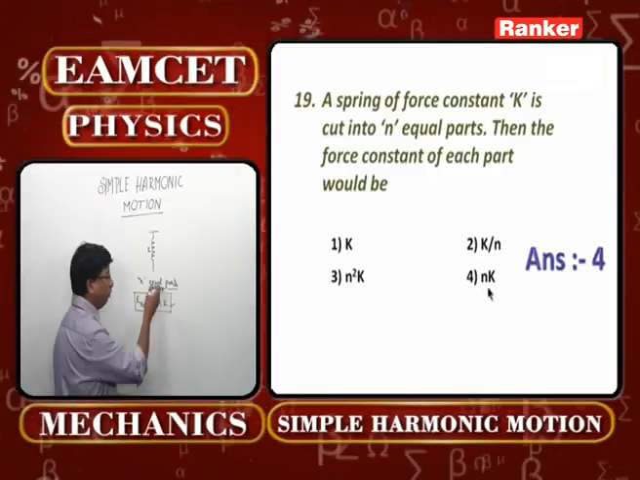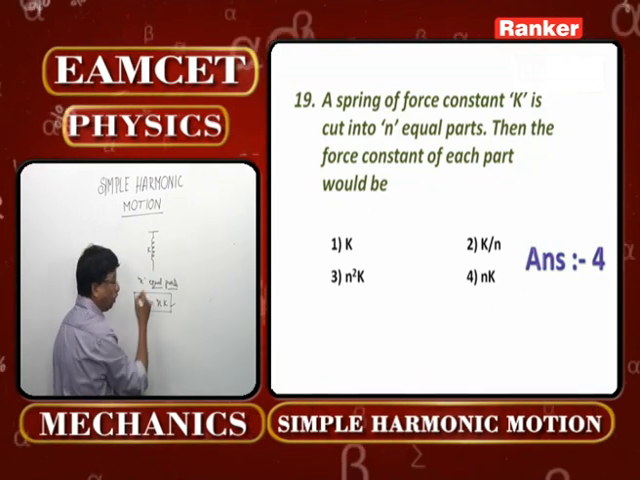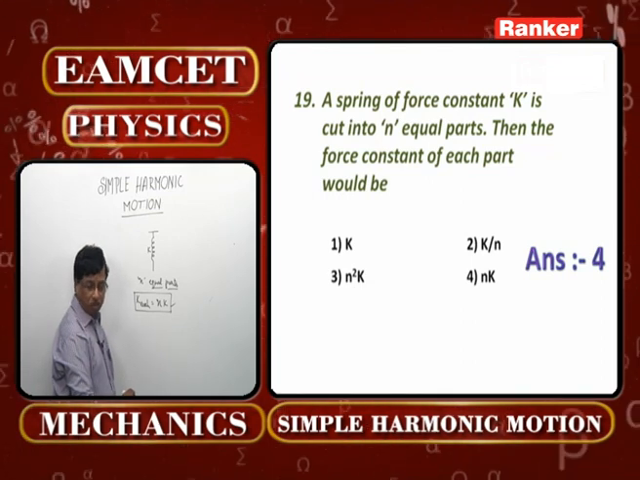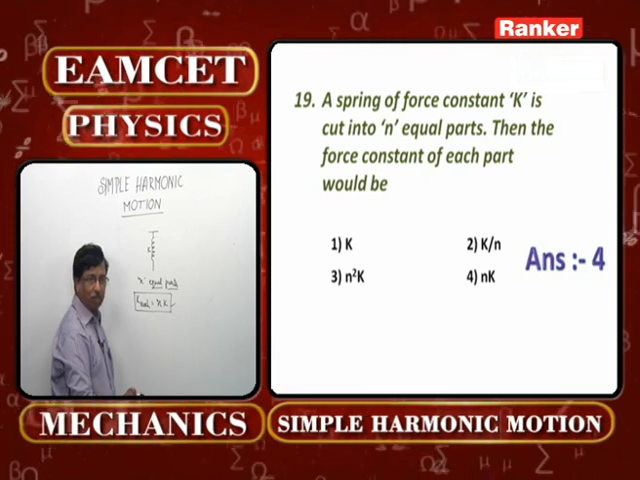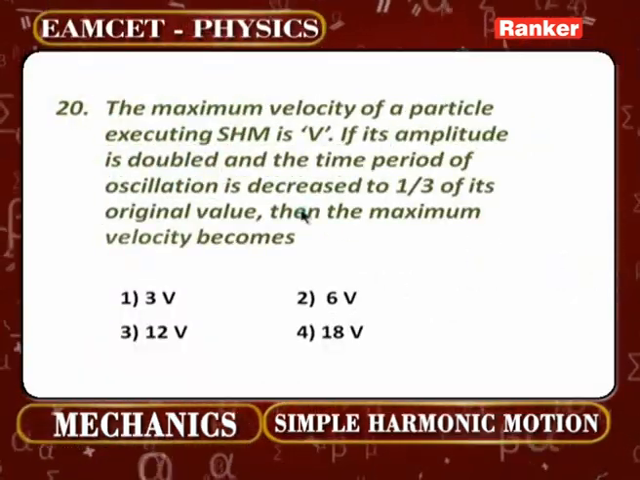And of course in another EAMCET paper, it was given that the spring is cut into 3 equal parts. What will be the value of k of each part was asked in one more paper. That in the sense 3k will be the answer in such cases. That is the point you have to remember. Now look at the next number, that is problem number 20.